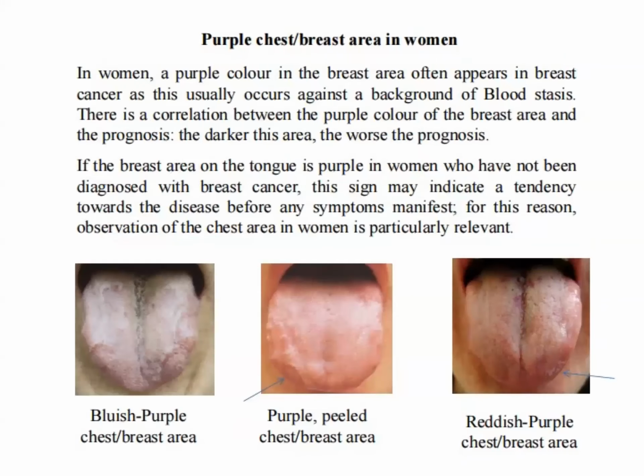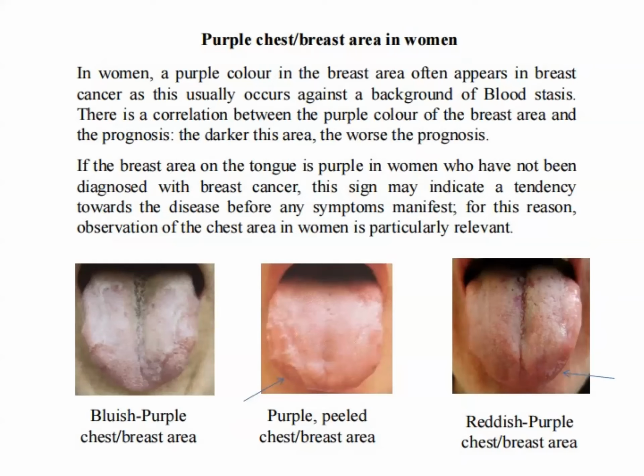So, here are our pictures. Purple chest breast area in women. In women, a purple color in the breast area often appears in breast cancer, as this usually occurs against the background of blood stasis. There is a correlation between the purple color of the breast area and the prognosis.